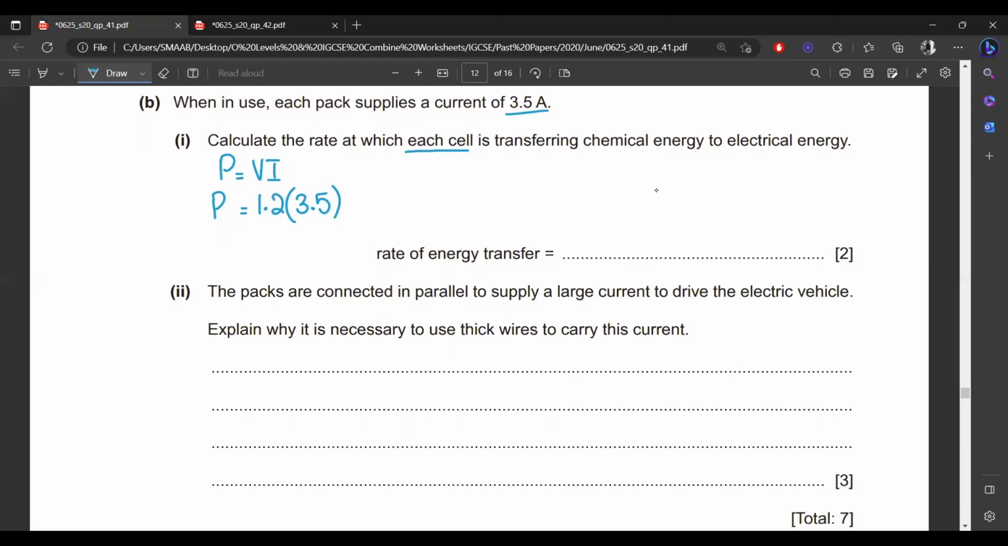I think that will be 4.2? Yes. 4.2 watts.